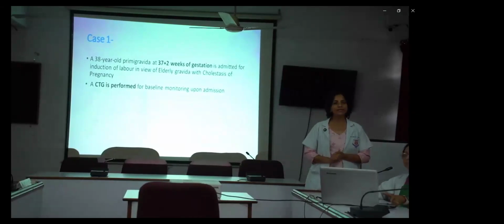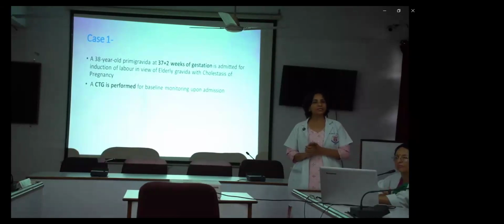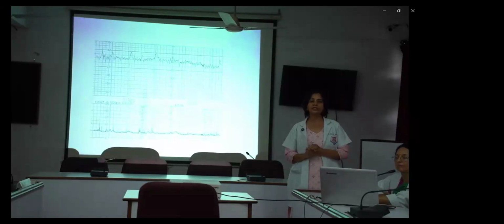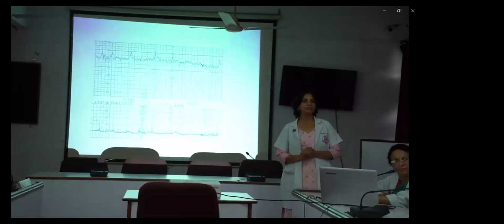So we begin with our first case. This was a 38-year-old primary gravida who presented to us at 37 weeks of gestation. She was admitted for induction of labor in view of being an elderly gravida, and she had cholestasis of pregnancy. At admission her CTG was performed, and this is her CTG trace at admission. We would like you to interpret this CTG trace, and we would also like you to suggest what you plan next based on this trace.